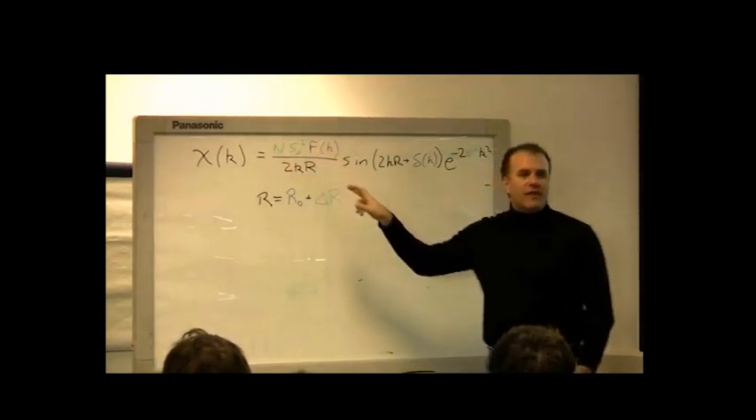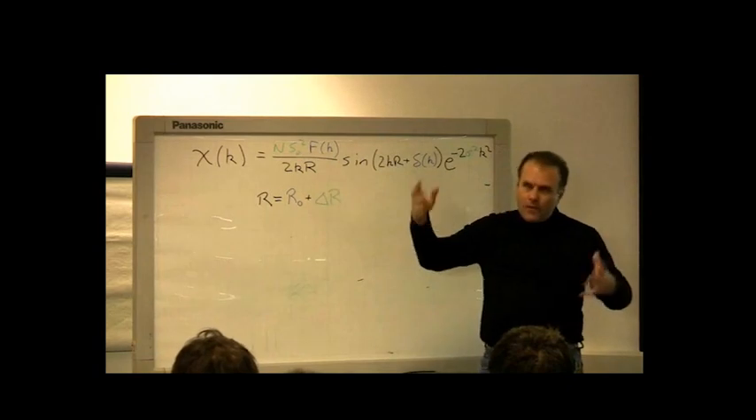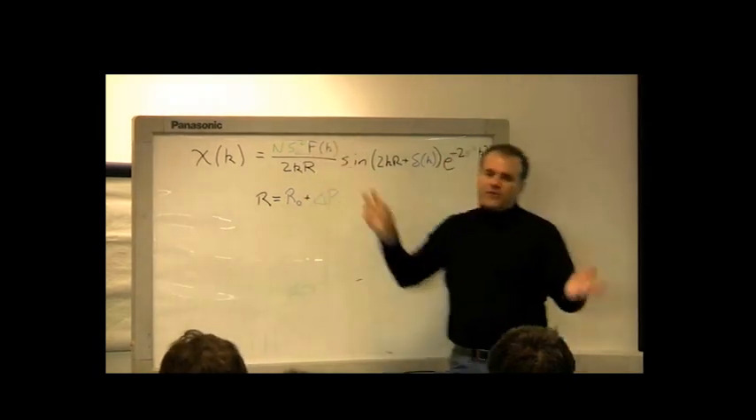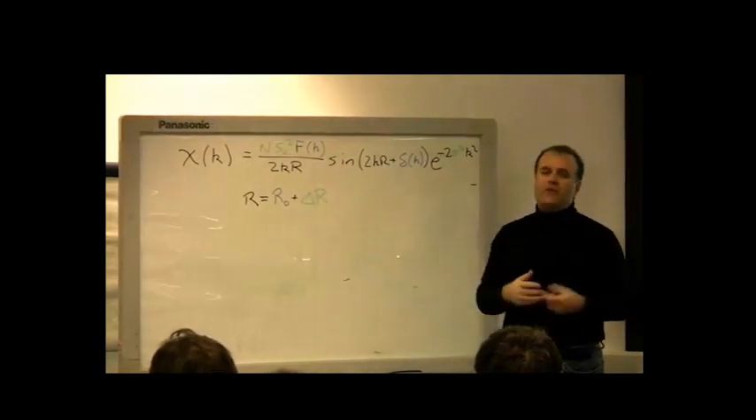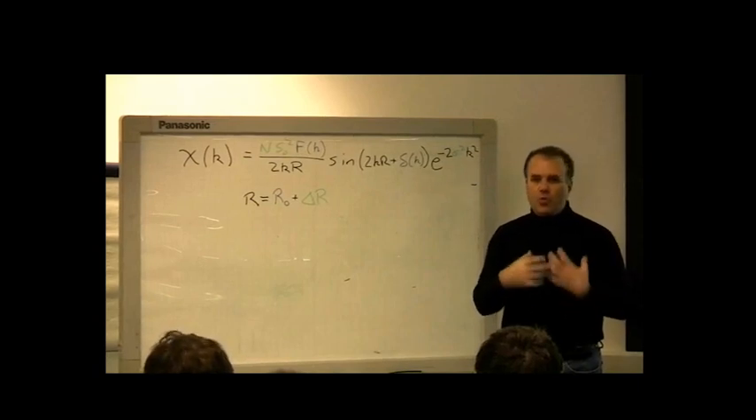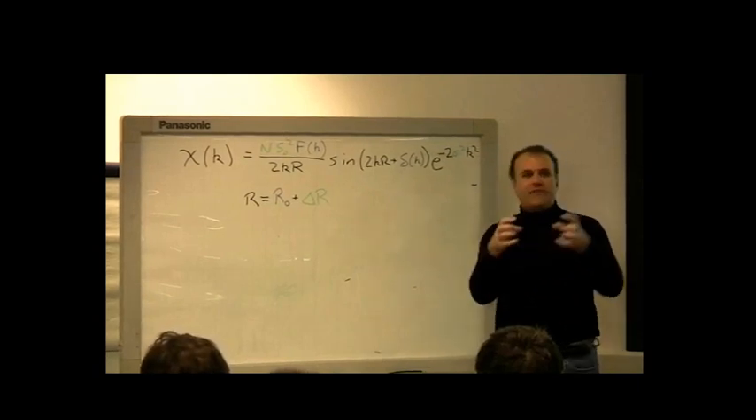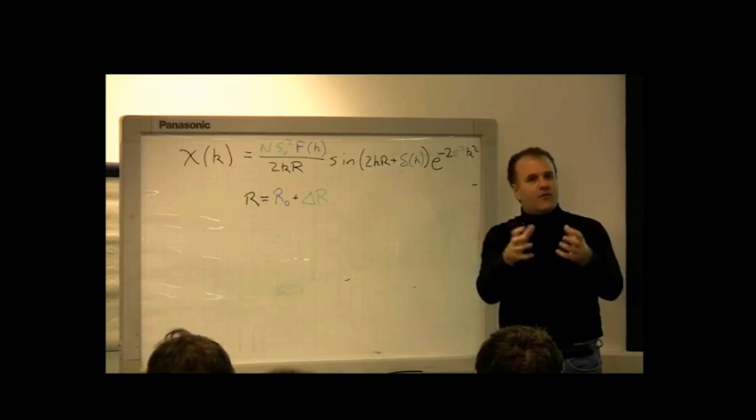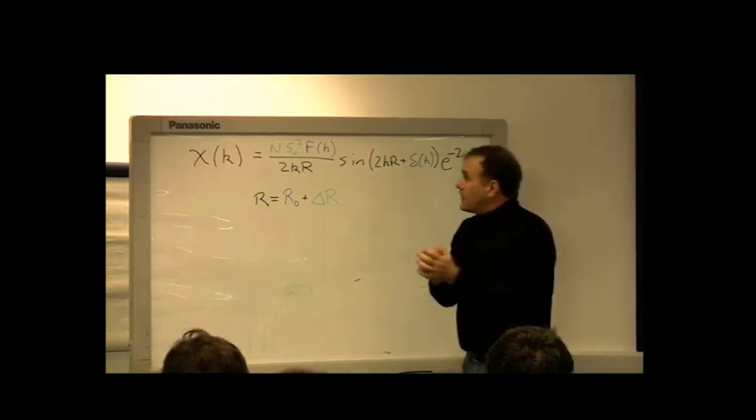So S0 squared is a term that in practice comes out to be something between 0.7 and 1, and just quantifies the effect of the relaxation of all the other electrons around the core hole. So somehow we're going to have to evaluate that number.